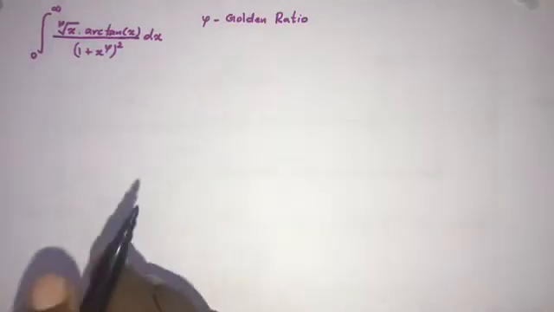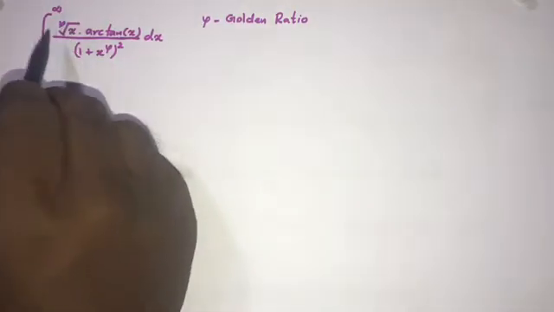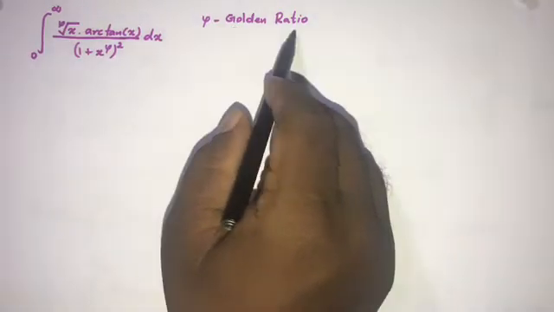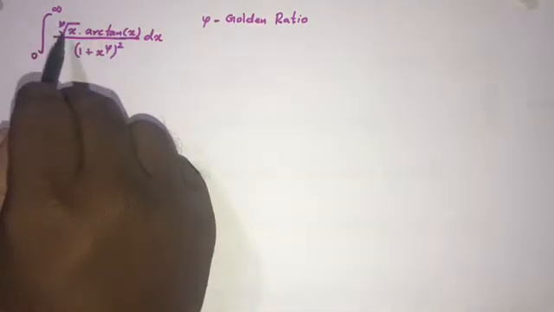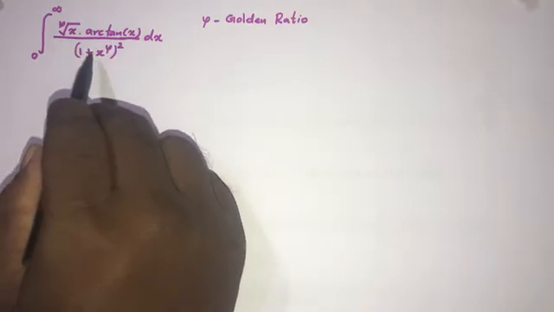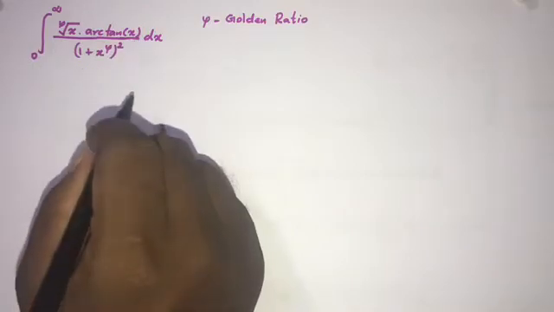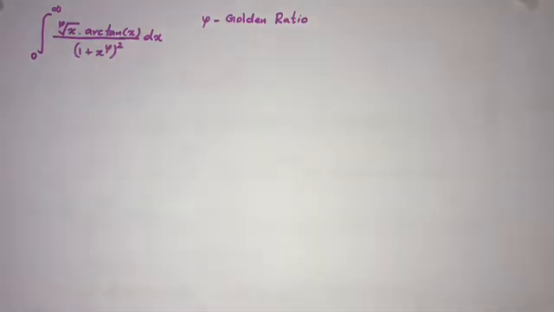Today we are going to solve another interesting integral from 0 to infinity. Here φ is the golden ratio, so the integral of x^(1/φ) times arctan of x over (1 plus x^φ) squared dx. Well, how to begin?